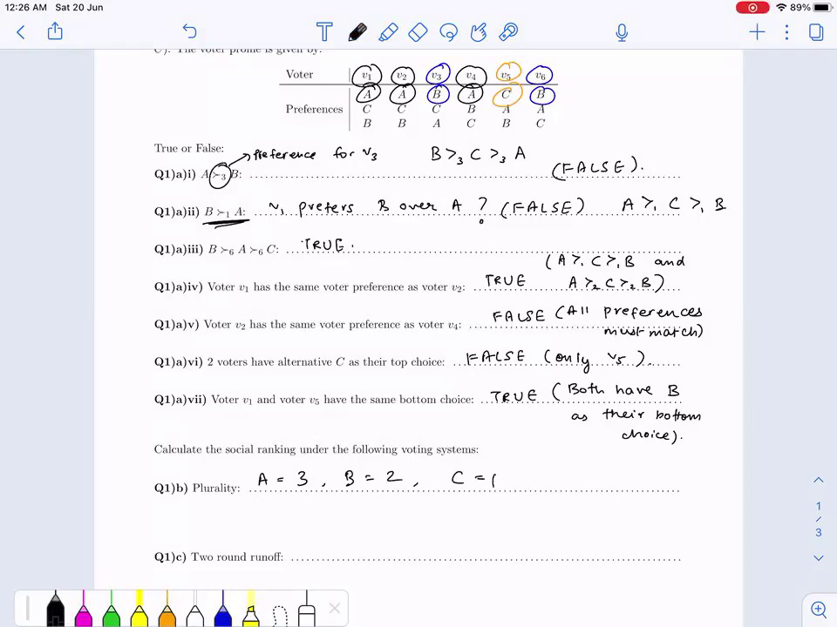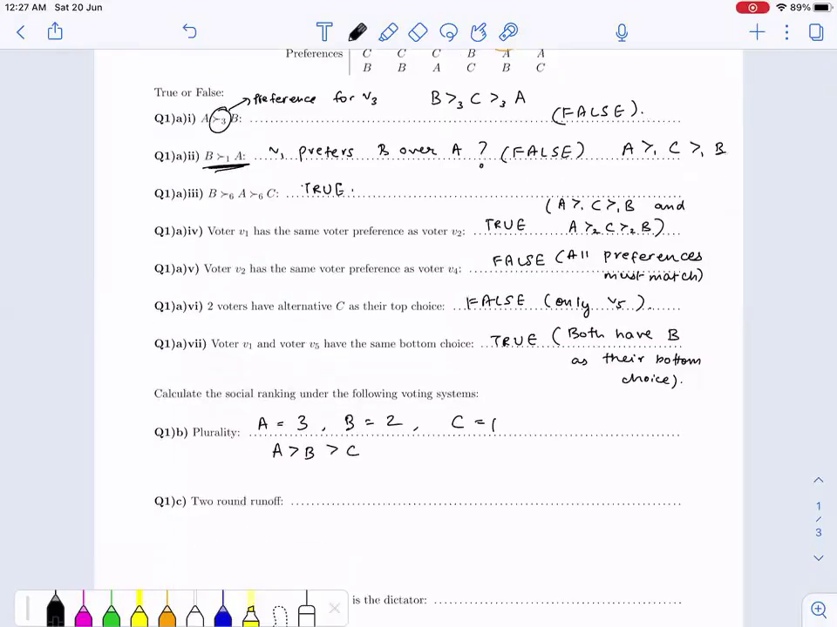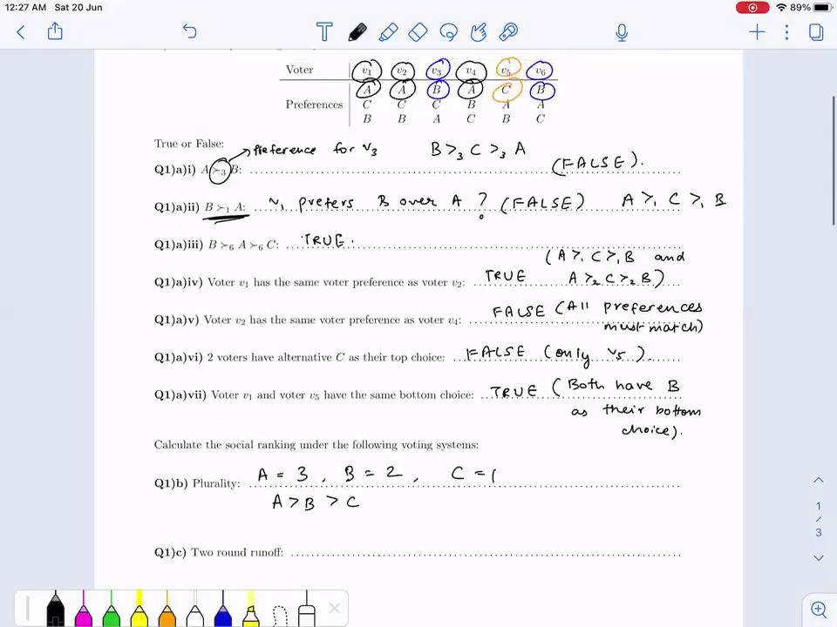So A gets the most number of top votes. In particular, A gets 3 top votes. B gets the second most number of top votes, which are two votes. C gets the least number of top votes. So the order is A wins over B, wins over C under the plurality voting system.